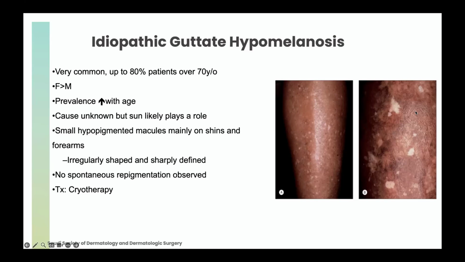Okay, so this is IGH. This is idiopathic guttate hypomelanosis. It's very common. It happens in about 80% of people over 70 years old. It's very benign. You'll be amazed how many referrals we get for these lesions. It's totally benign. You don't have to do anything about them. If the patient is bothered by the appearance, you can do cryotherapy to stimulate pigmentation in these areas.